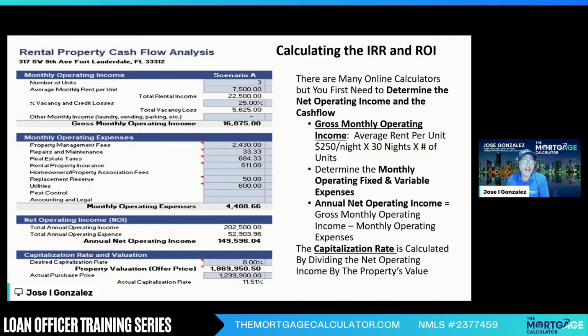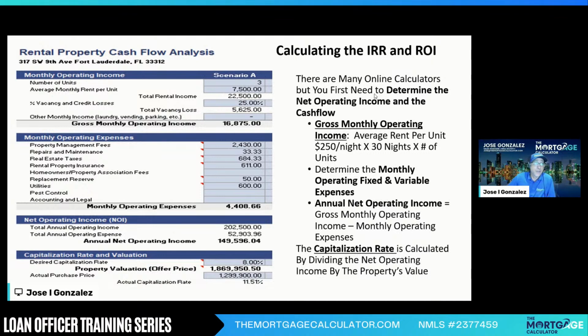So here I have a segment, and on the next slide I have the next part of it. I had to break this up into two slides because this is a rental property cash flow analysis template. Now these are available. There are many online calculators for this. This is just one that I happened to choose because it was pretty easy to use. Now, first thing you need to do is determine the net operating income and the cash flow, right?